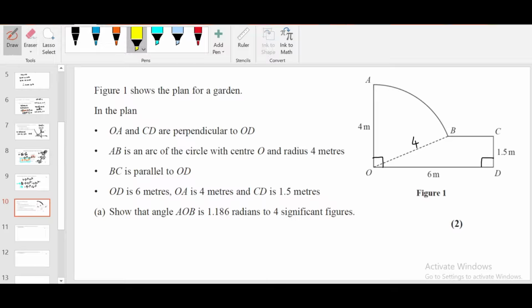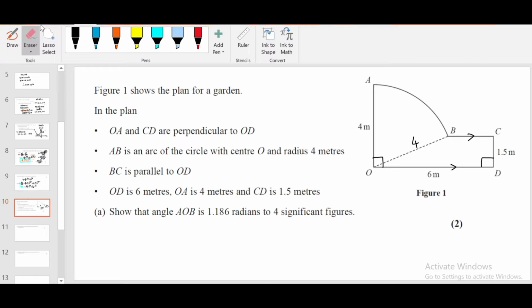BC is parallel to OD. These two are parallel. I'm going to put an arrow mark here. CD is 1.5 given here. OD is 6 given here. OA is 4. So that's all. Usually they are going to describe the figure.